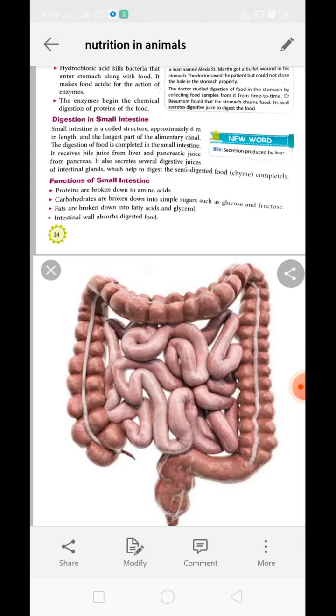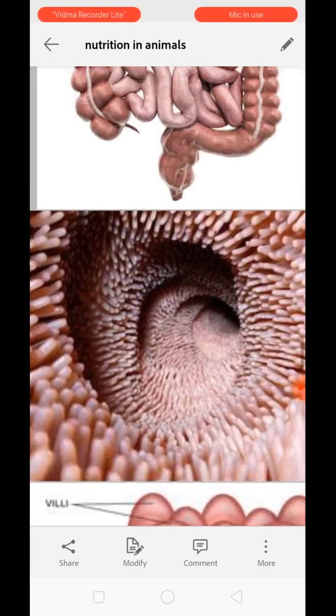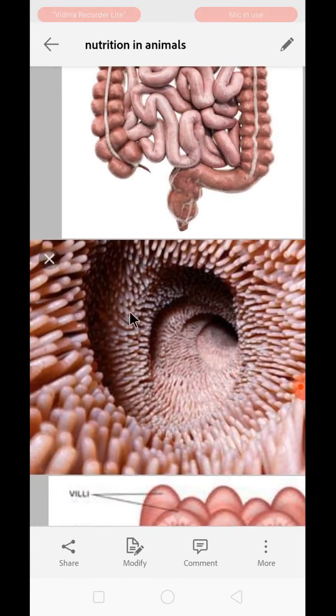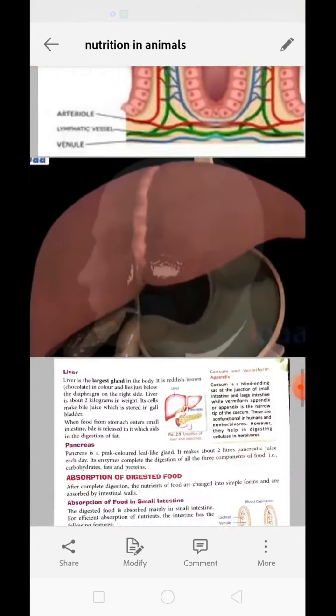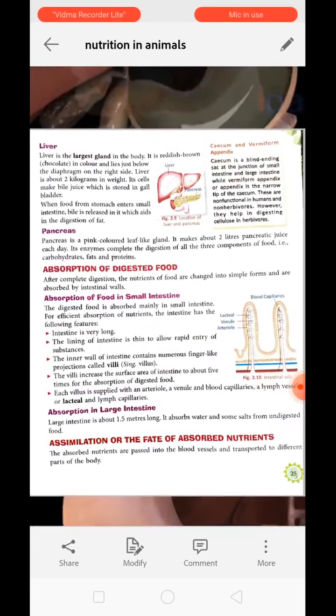Understood? Now who aids in this? See how the intestine looks from inside. This is the small intestine, and these are finger-like projections which are present over here to increase the surface area. These are called villi. Lots of villi are present in the small intestine. You can see the number of villi is numerous. It is uncountable.